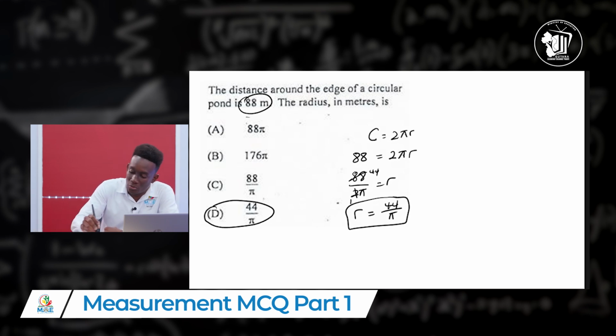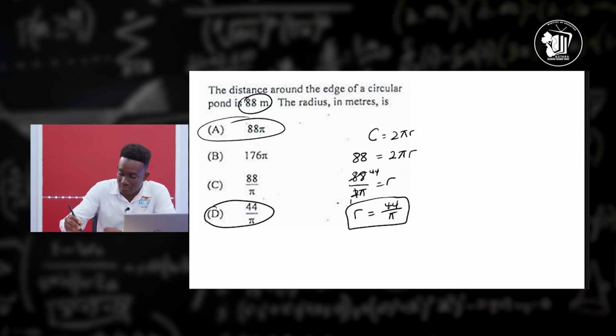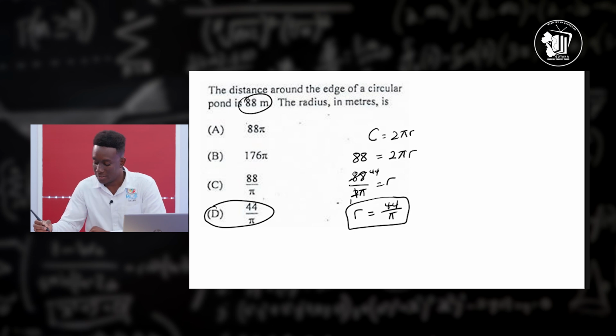So don't be carried away and think that it's 88 pi. You have to be careful. You need to do some cancelling out. So it's 44 over pi.